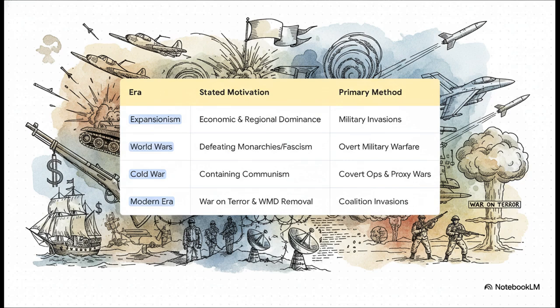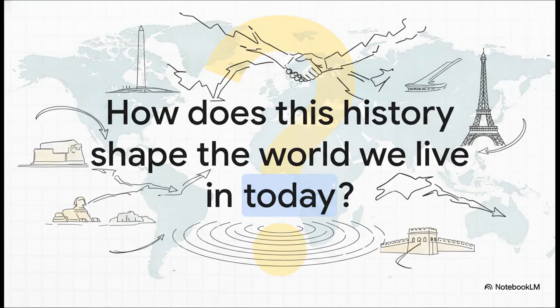Then we shifted to the huge ideological battles of the world wars, fought with overt warfare. That was followed by the Cold War's laser focus on containing communism through secret, covert operations. And finally, we've landed in the modern era, with justifications like the War on Terror, carried out with large coalition invasions and high-tech airstrikes. Which brings us to one final, really critical question.